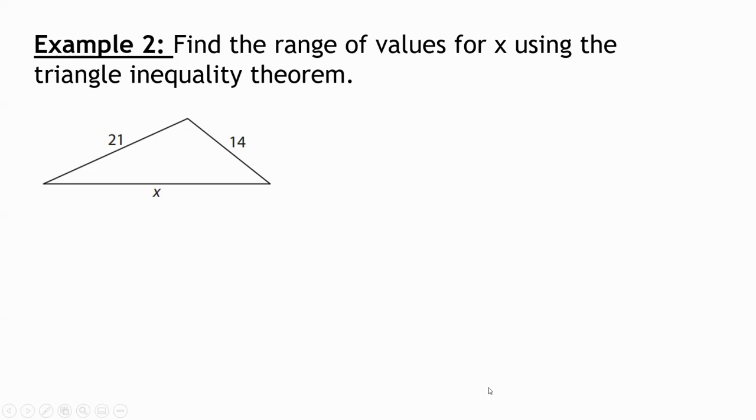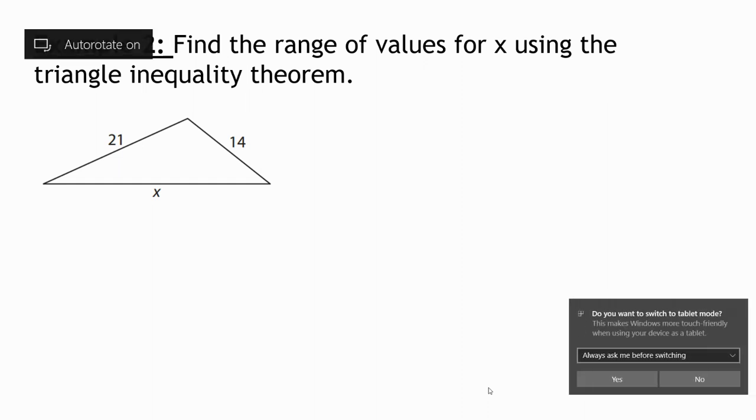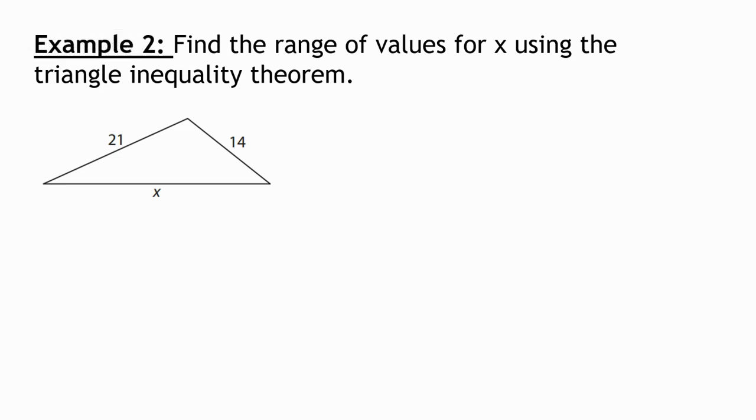All right, for the next example, we are asked to find the range of values for x by using the triangle inequality theorem. So what we're going to do is write basically our three statements using the triangle inequality theorem. So what should happen here is I should have 14 plus x, these two sides should add up and be greater than 21.